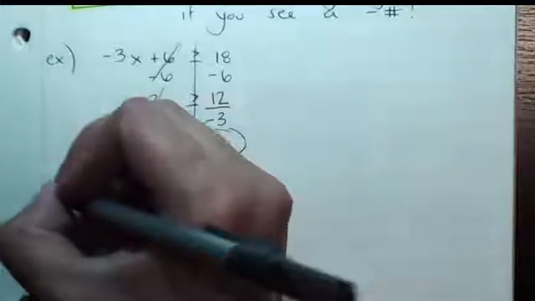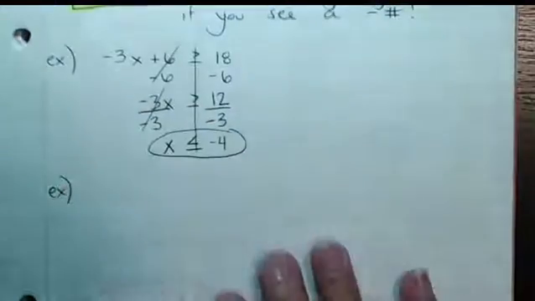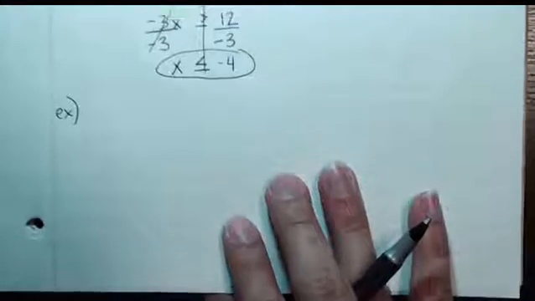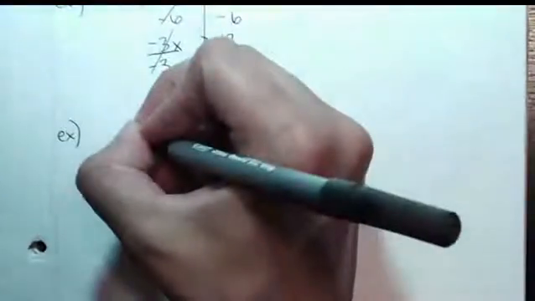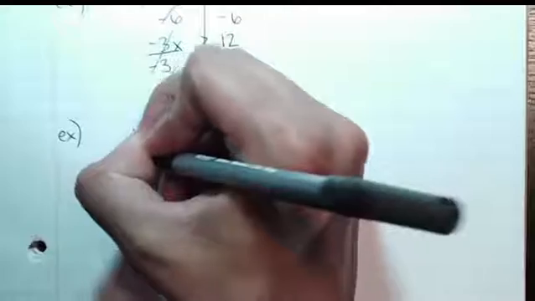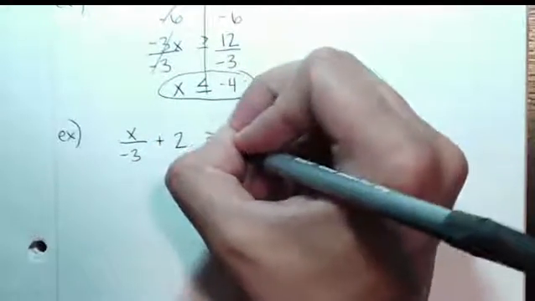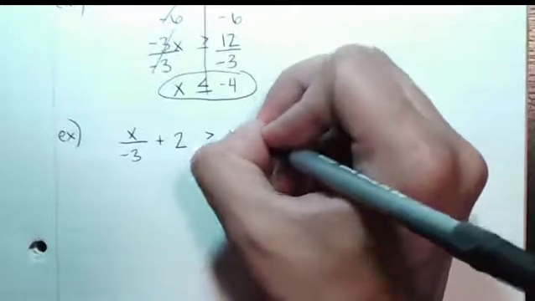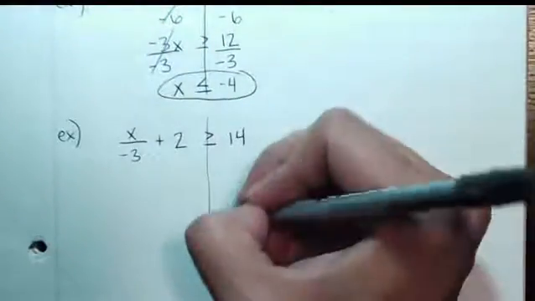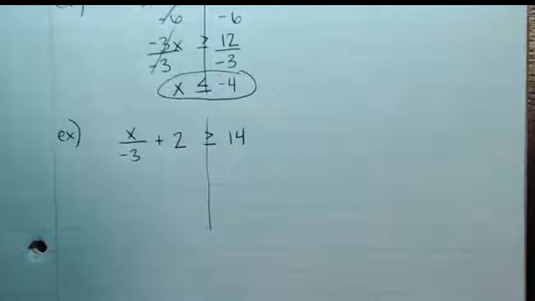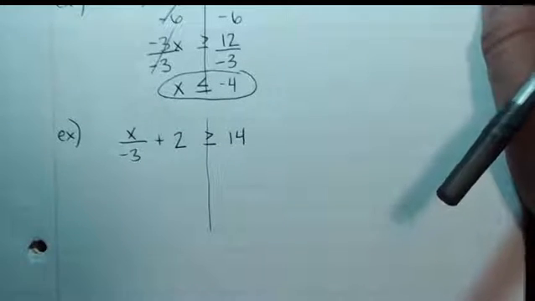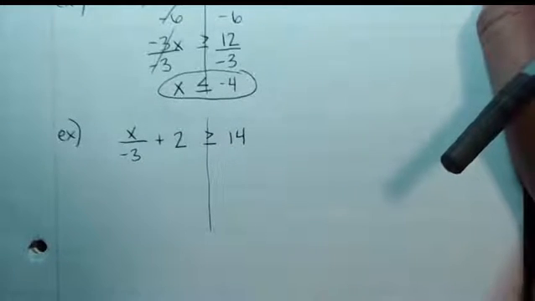Okay, let's try the last one. Let's do x divided by negative 3 plus 2 is greater than or equal to 14. Take a second to yourself to solve that, and when everyone's close to being finished, then we'll push play to go over the answer.